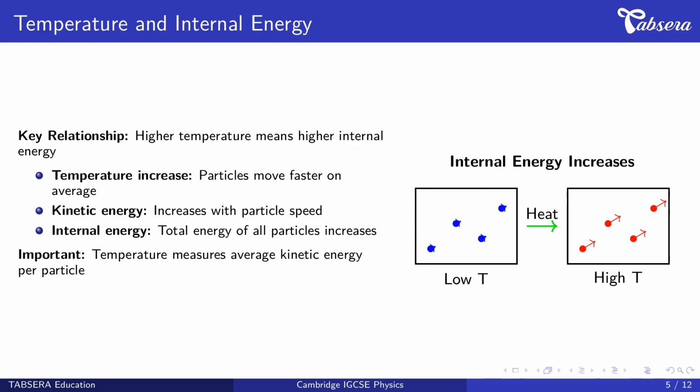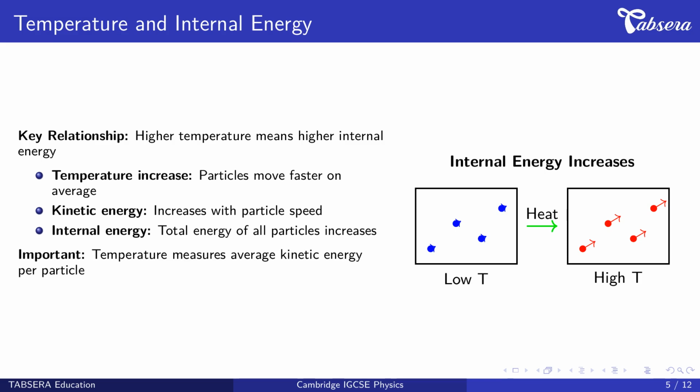Now we examine the relationship between temperature and internal energy. The key relationship is: higher temperature means higher internal energy. Here's how this works. When temperature increases, particles move faster on average. This is the fundamental definition of temperature in kinetic theory. Kinetic energy increases with particle speed, following the relationship kinetic energy equals half mass times velocity squared. Therefore, internal energy increases because it's the total energy of all particles.